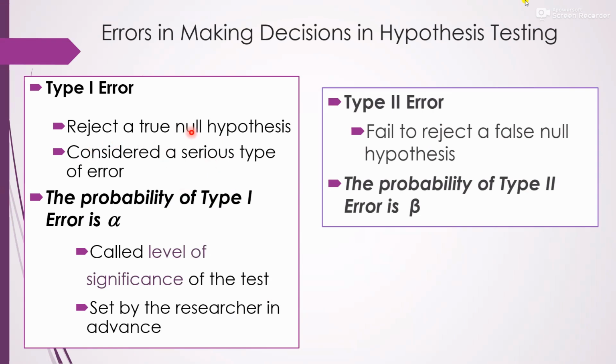When a true null hypothesis is rejected, our null hypothesis is actually true. Indeed, that is true, but based on our sample, it's rejected. So that is a type 1 error. And rejecting a true null hypothesis is considered a serious type of error, because the actual situation is rejected based on our sample. So that is a very serious type of error.